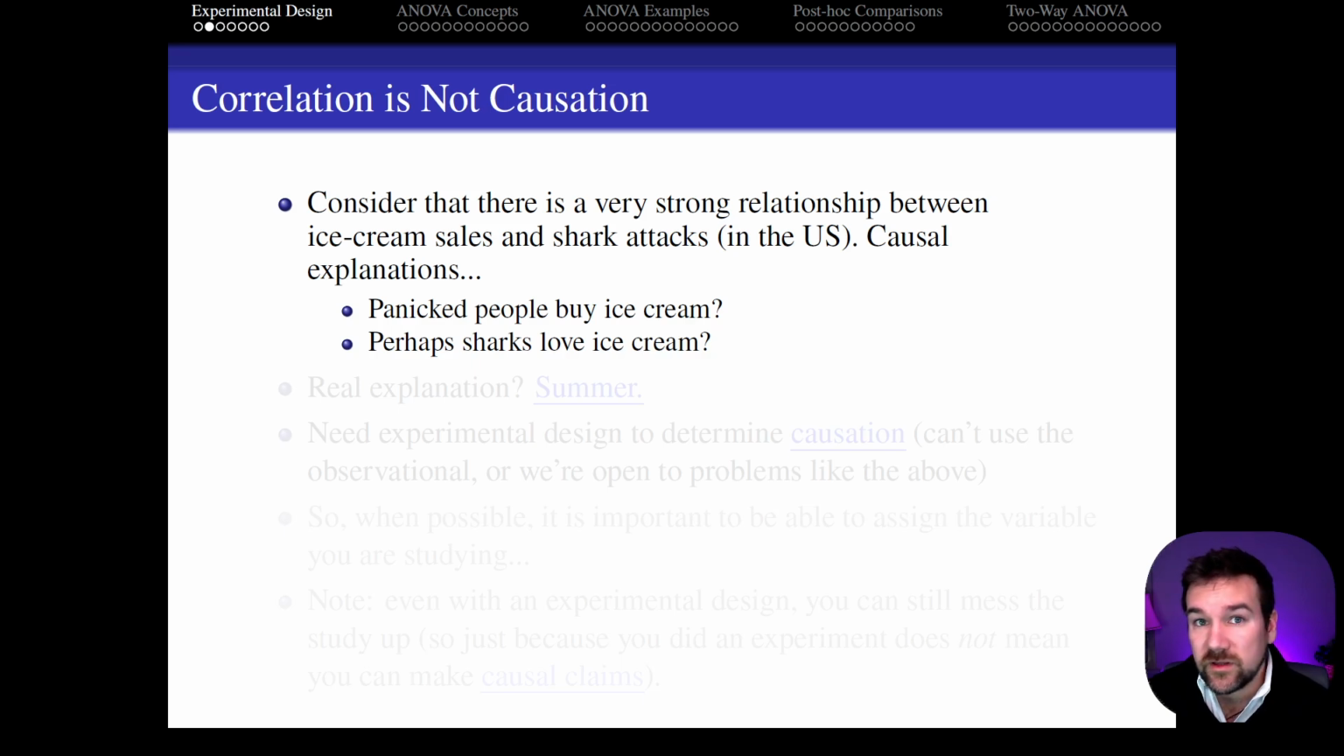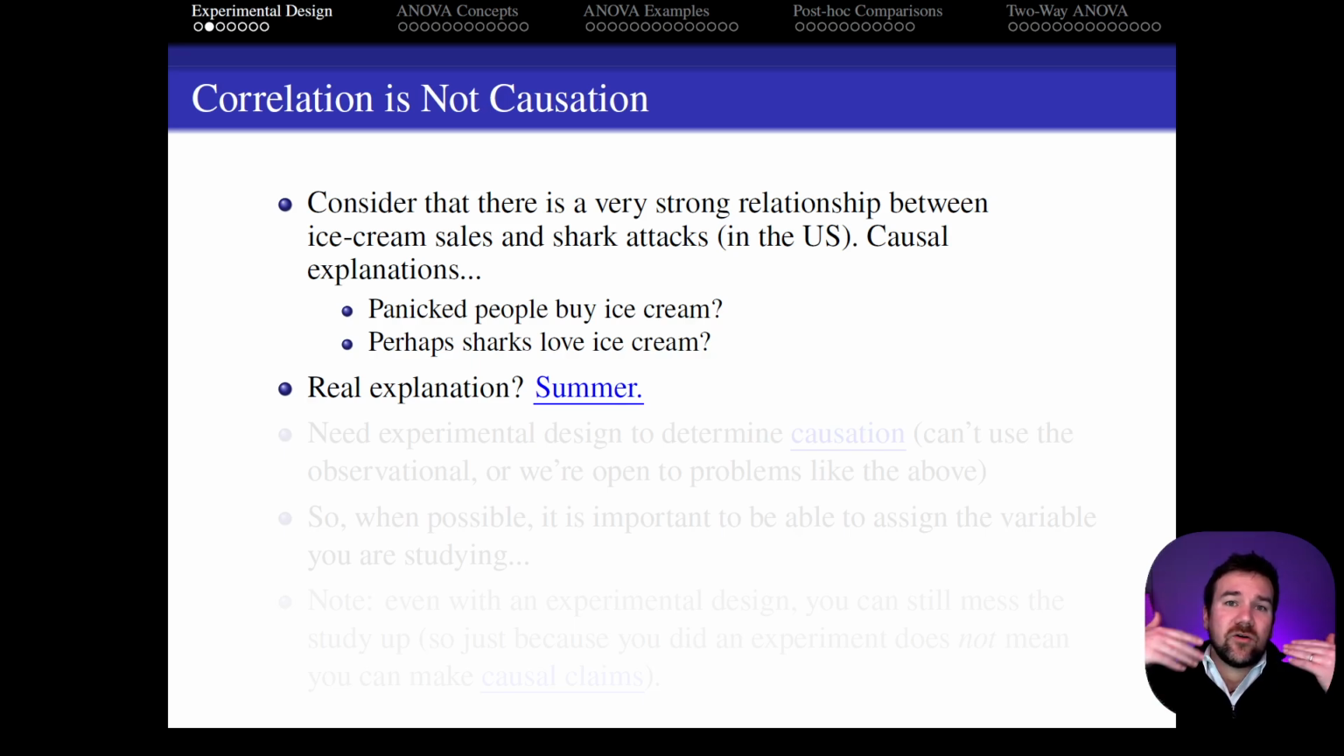Now, what's really going on in this case, why there is a relationship, is because summer, it happens. In summer, ice cream sales go up and shark attacks go up. And during the winter, ice cream sales go down and shark attacks go down. So there is an underlying explanation for why there is a strong relationship between those things. It's just not a causal relationship. It's not because one causes the other one. It's because they are both outcomes of the same underlying thing.